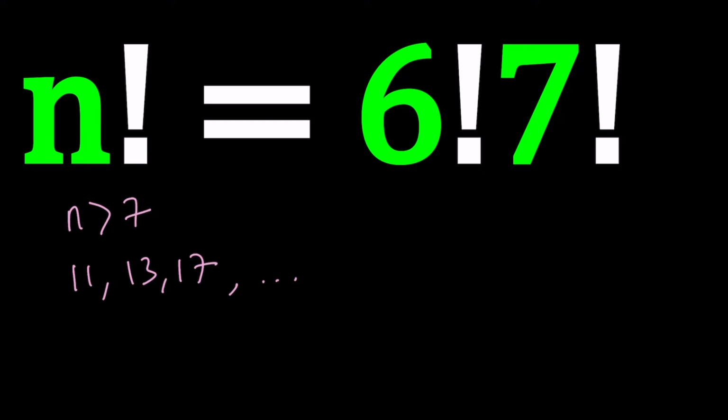Obviously, n cannot be too large. Think about it. Can n be 14? 14 factorial is way too large, right? That definitely has a lot of factors. So it has to be a little smaller.